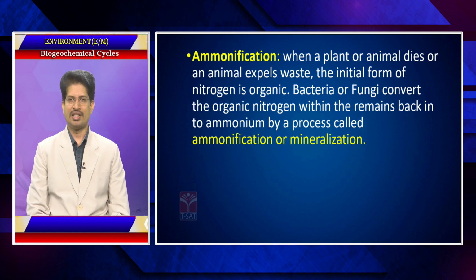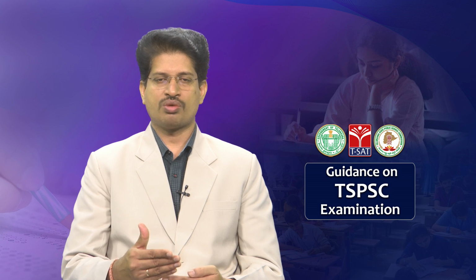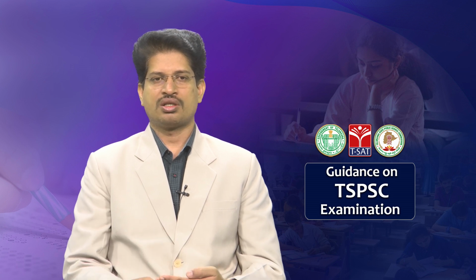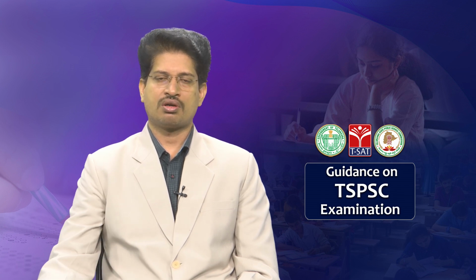When a plant or an animal dies or an animal expels waste, the initial form of nitrogen is organic. Bacteria or fungi convert the organic nitrogen within the remains back into ammonium by a process called ammonification or mineralization. So, the waste of these plants and animals, to make this nitrogenous compound available to the plants, certain bacteria convert it into available nitrogen, which is known as ammonification or mineralization.